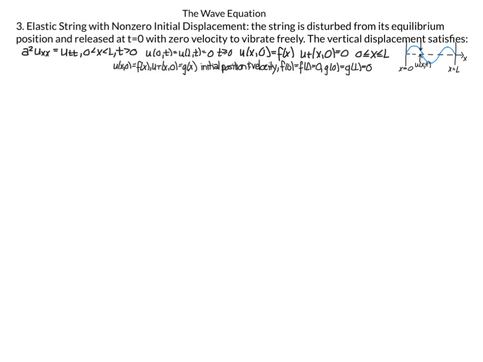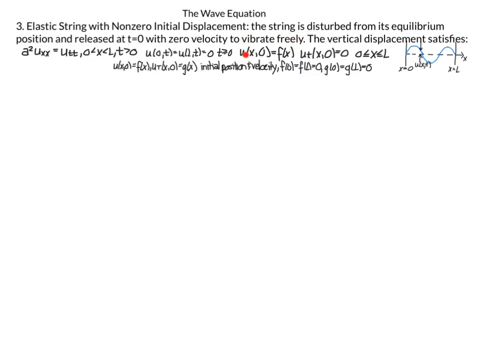Looking at the elastic string with non-zero initial displacement, the string is disturbed from its equilibrium position and released at t equals 0 with zero velocity and then is allowed to vibrate freely. So the vertical displacement satisfies our second order wave equation. Again, our string is fixed at x equals 0 and x equals L, so u of 0, t and u of L, t are equal to 0. Again, this is about the string being fixed on the boundaries.